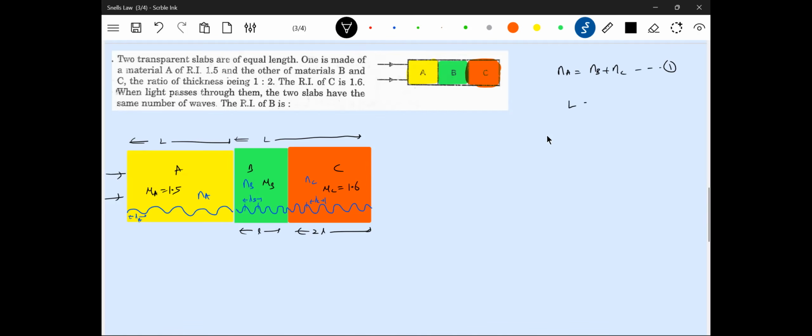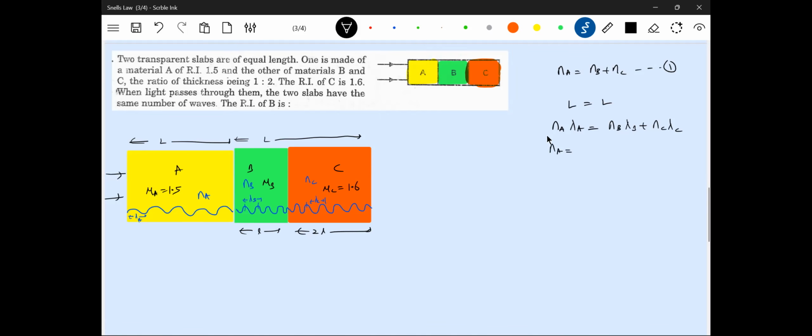Then the next condition says the length is equal. So what is this length equal to? Number of waves NA times lambda A, because this is one wavelength. Like that, there are NA number of waves. NA, NB, NC are the number of waves. So the length L is equal to the number of waves times the wavelength of one wave. Let's assume 4 waves are there. Then you write 4 times lambda A for this particular length. So therefore, L equals NA lambda A, NB lambda B, NC lambda C.